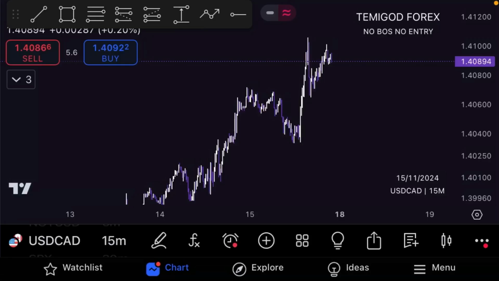In this video, we're going to be understanding order blocks perfectly. For most of you that don't know how to use order blocks to your own benefit, make sure you watch this video to the end, because after watching this video, you should be able to know how to use order blocks to your own interest.